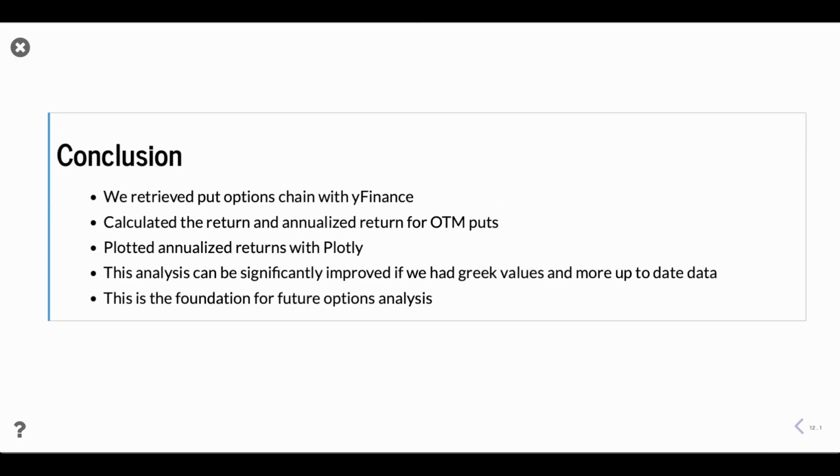Finally, I want to summarize all of the things we've done so far. We have retrieved put options chain data with yFinance. Then we calculated the return and annualized return for out-of-the-money puts. Then we visualized those returns with Plotly. And now there are some limitations based on the data we've had, but we can imagine that future analysis can be significantly improved if we had Greek values and more up-to-date data. However, I believe this is the foundation for future options analysis.